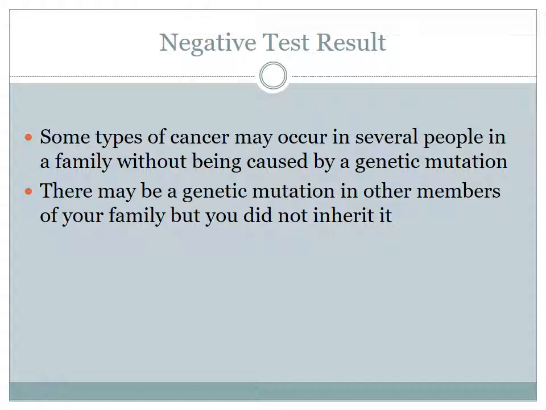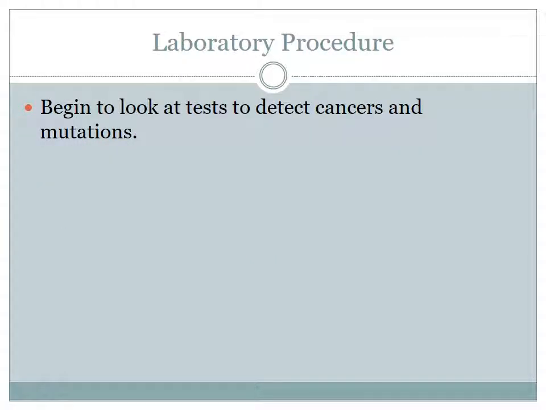It's very important to remember that some types of cancer may occur in several people in a family without being caused by a genetic mutation. There may be a genetic mutation in other members of your family, but you did not inherit it. So let's begin to look at tests to detect cancers and other mutations.